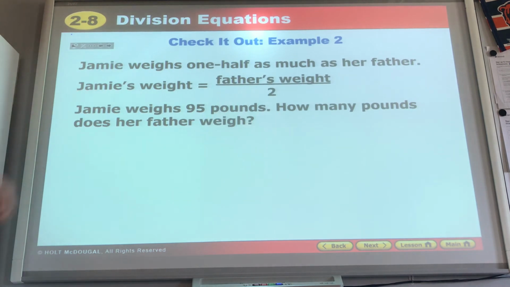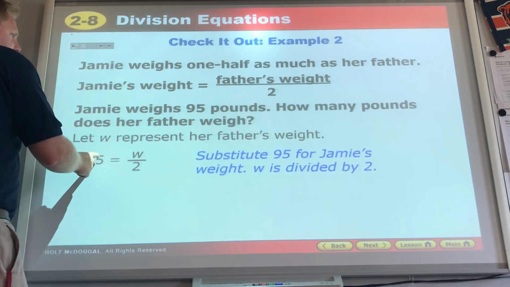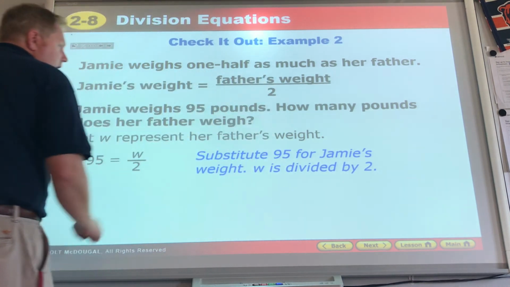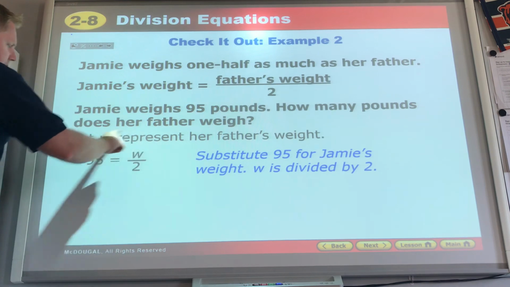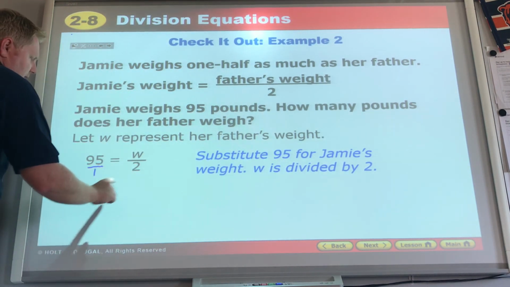All right. Jamie's weight, Jamie's father's weight. Jamie weighs 95 pounds. How many pounds does her father weigh? All right, 95 for her. Don't know her father's weight, so we put a W in there. Divided by 2, okay? I like to put my placeholder, just because it makes me feel good about things.